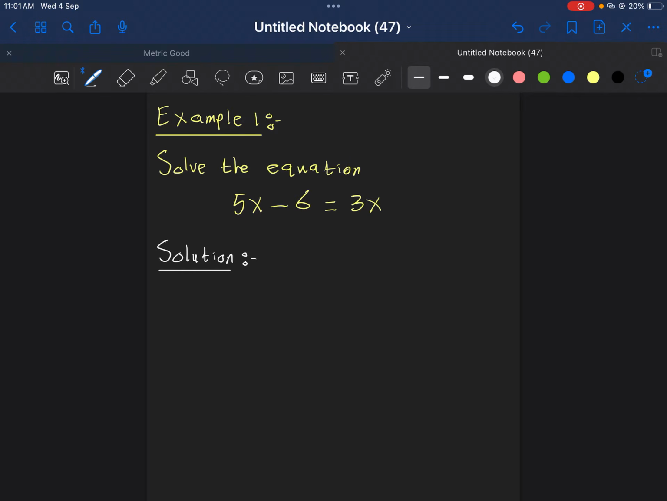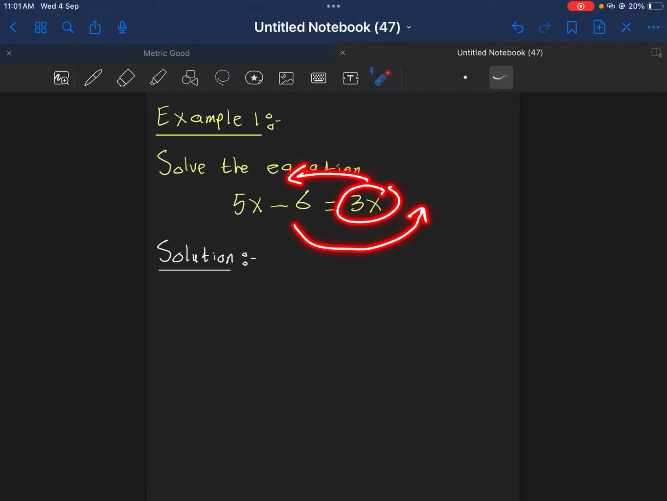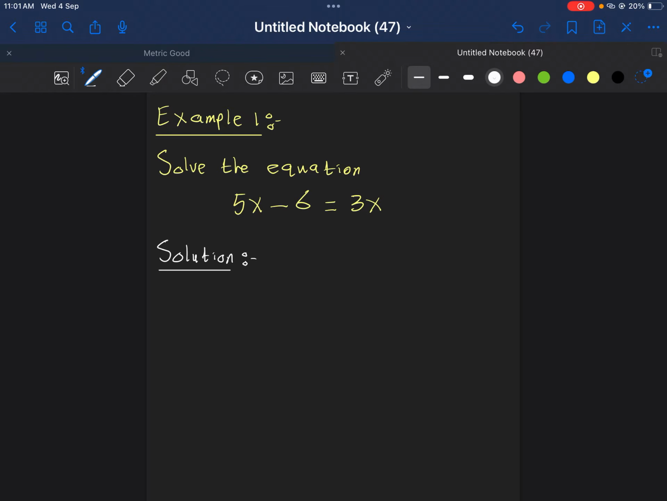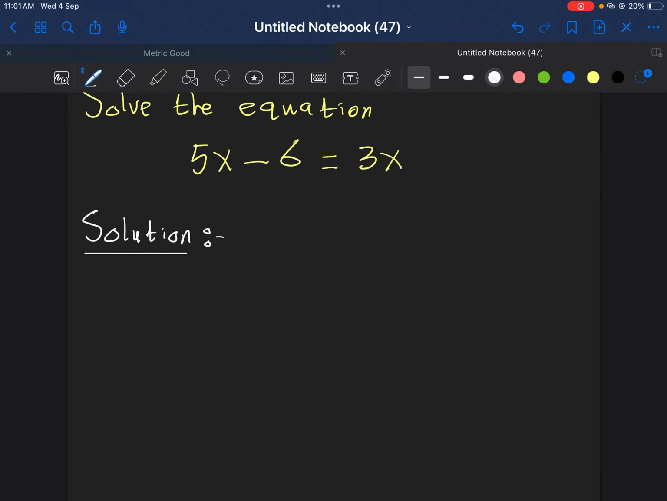And for the linear equation, what we need to do is bring all the variables to one side, all the numbers alone to the other side. So if we start solving this equation, we will start by writing the equation first as is. The next step is I will move this 3x to the left side. I will move this 6 to the right side. So what we get, 5x.